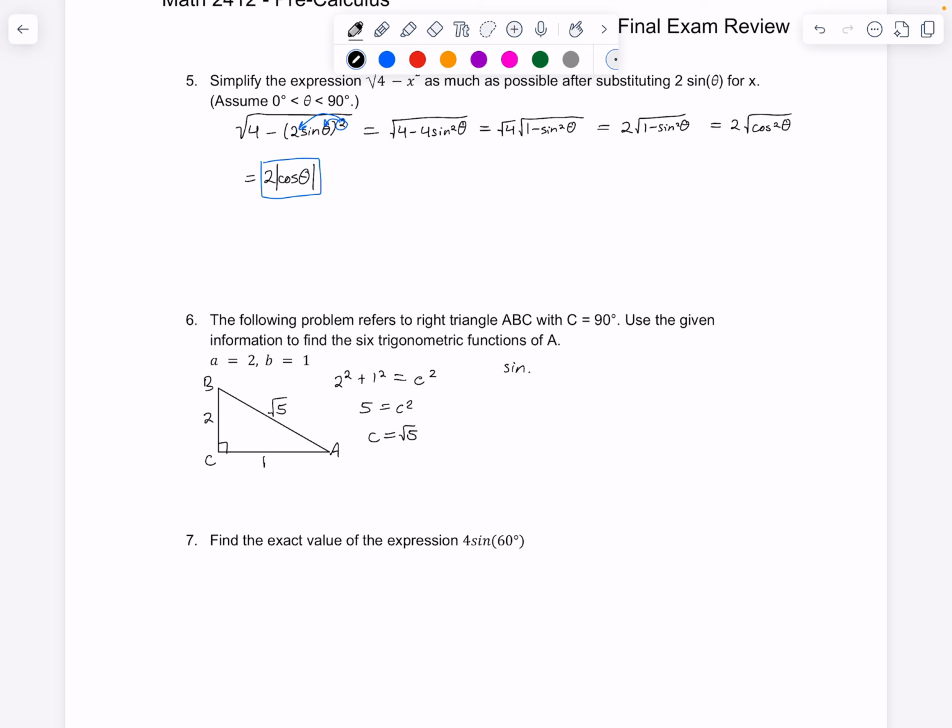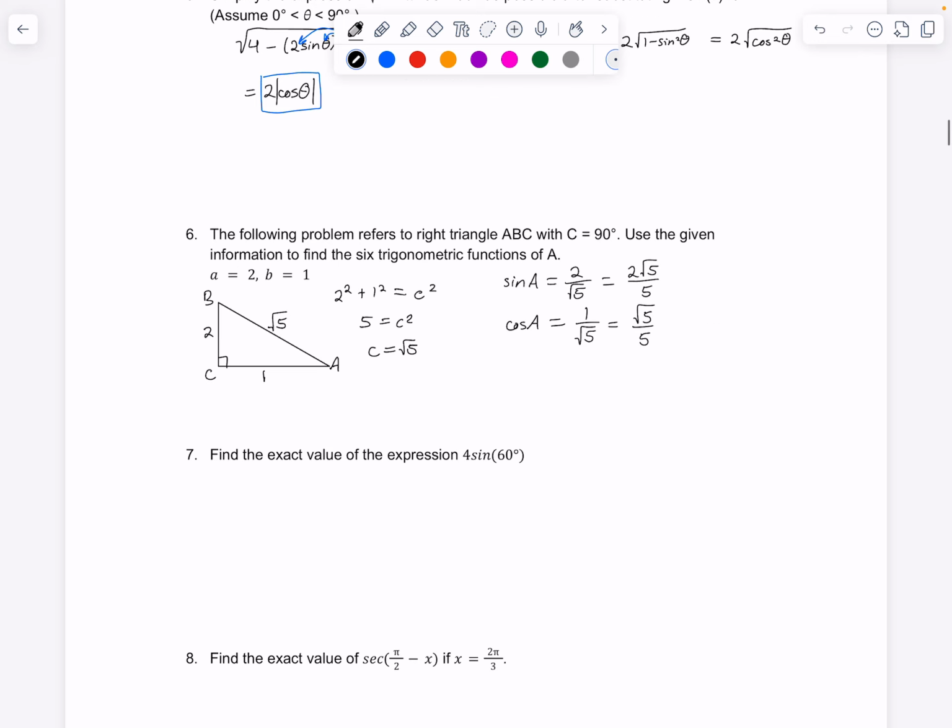Then I just need to do sine. Sine is opposite over hypotenuse. Rationalize the denominator, I get 2 root 5 over 5. Then I'll do cosine. Cosine is adjacent over hypotenuse. Rationalize the denominator, I get 1, which doesn't need to be written. It's just root 5 over 5. The tangent of A is the opposite over the adjacent, which is 2 over 1, or just 2.